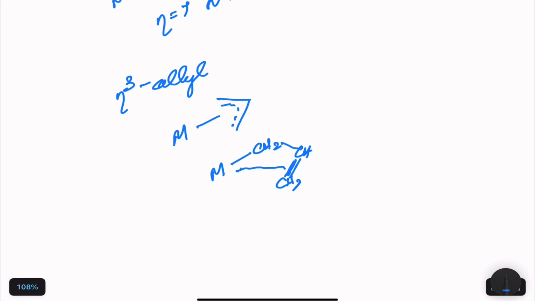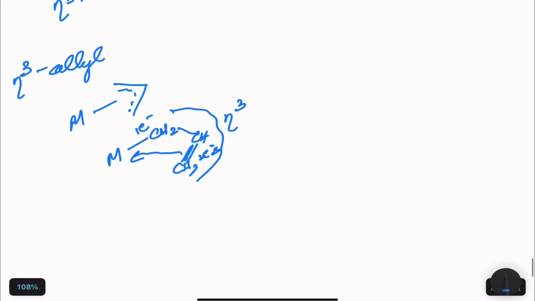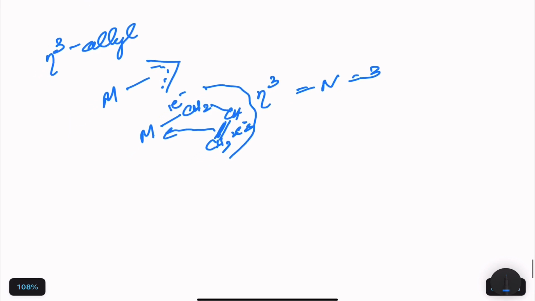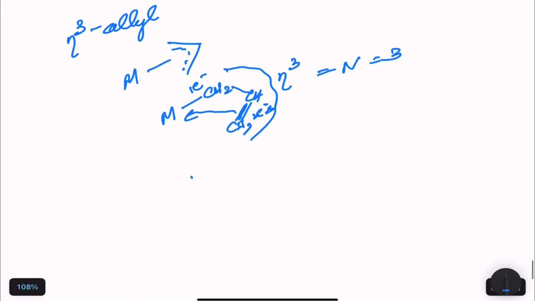These 2 electrons are also bound to the metal. Here 2 electrons and here 1 electron are bound to the metal. So all these 3 carbon atoms are contributing, so hapticity is 3. Whenever the hapticity is 3, directly we can write what? The neutral method contribution is 3 without even calculating. But still, if you want to calculate, you can identify it, right?